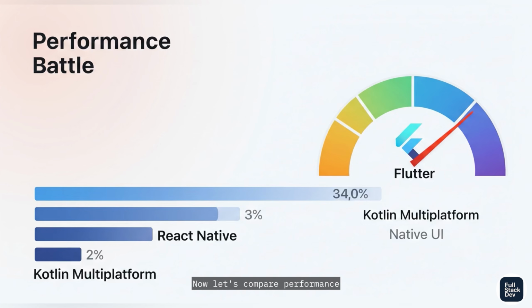Now let's compare performance. Flutter often leads here with its custom rendering engine, which avoids the performance quirks of native bridges. React Native has improved significantly with tools like Hermes Engine and JSI, but it still depends on a bridge between JavaScript and native code. Kotlin Multiplatform offers native performance since its business logic is compiled to native binaries, but the UI is entirely native, so it depends on how well your iOS and Android teams implement it.